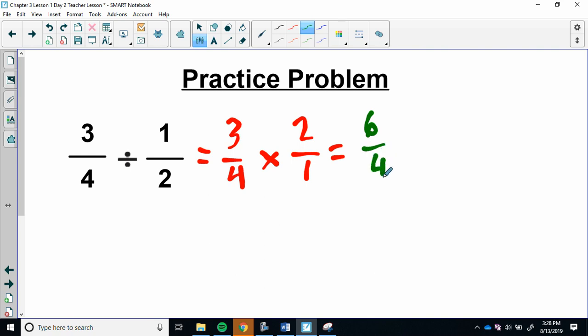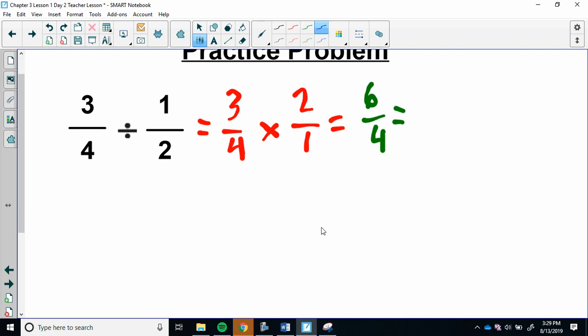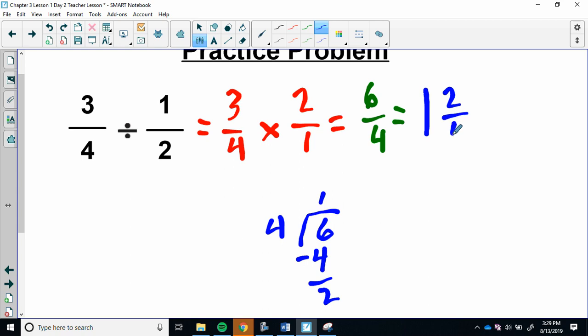And once again, this is improper because the top number is bigger than the bottom, so we have to do some dividing here. So I'll work it out. 6 goes on the inside, 4 on the outside. Ask yourself, how many times does 4 go into 6? 1 time. 1 times 4 is 4. Subtract those, and we get 2. So we have 1. 2 is our remainder. That goes on top. The number we divided by is 4. So we have 1 2/4.